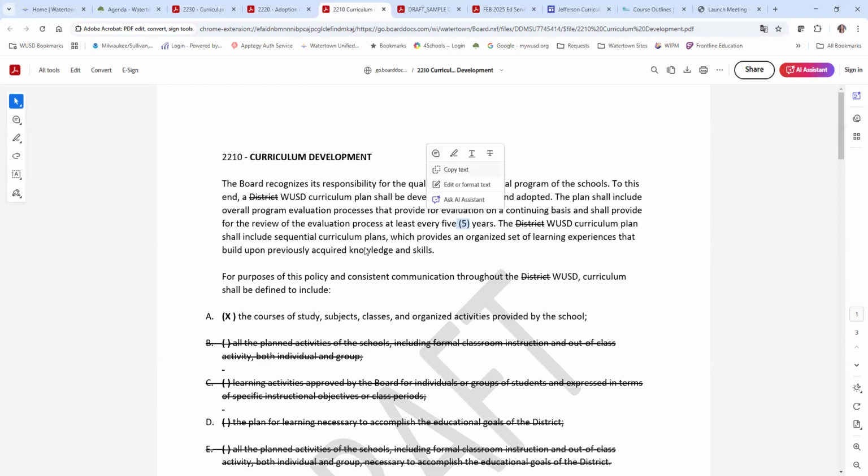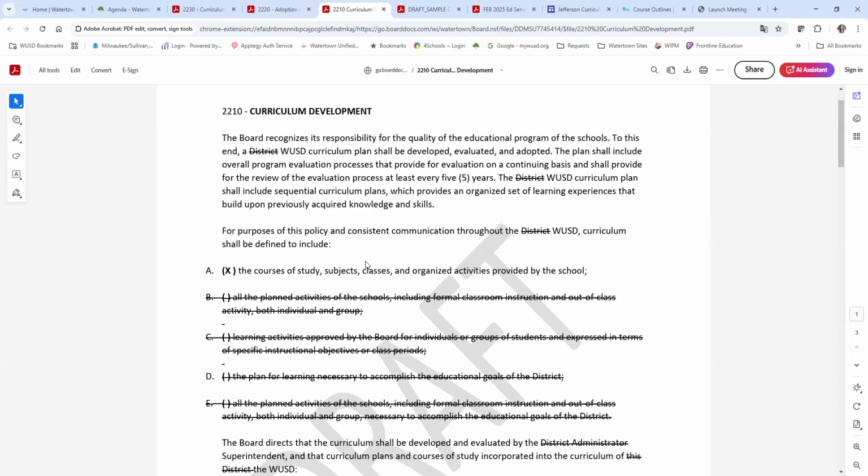I feel like this first paragraph really speaks to that curriculum review process that I have brought to the board in the past. And really speaks to this idea that we are developing and evaluating our curriculum here in the district, looking at our data. Are we meeting the needs of our kids and our students? As we look through, I chose A, that in this policy, curriculum is defined as the course of study, subjects, and classes, and organized activities provided by the school.